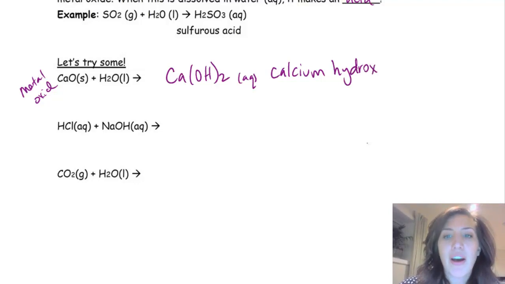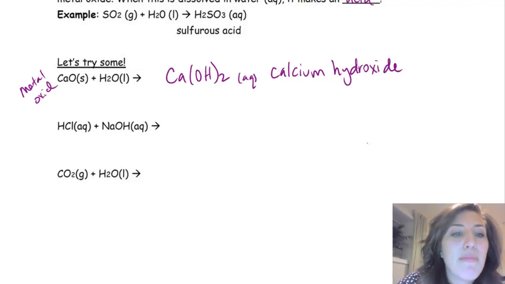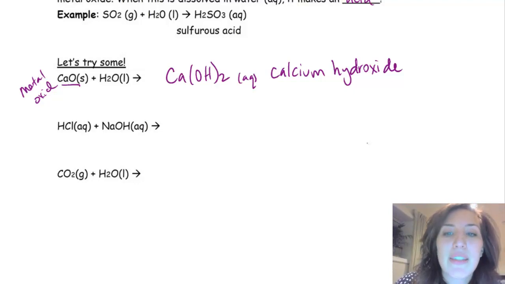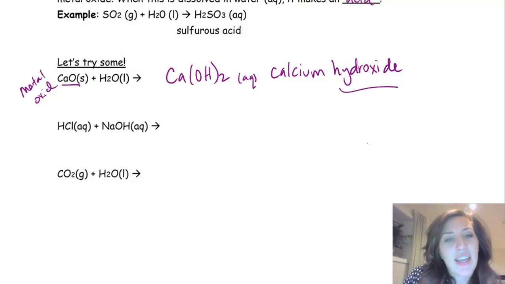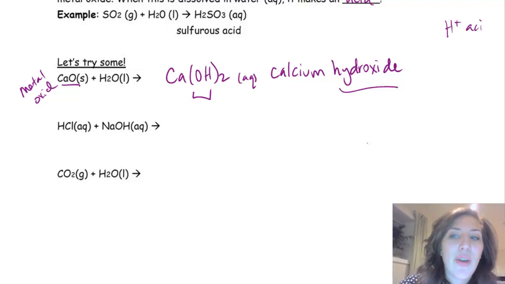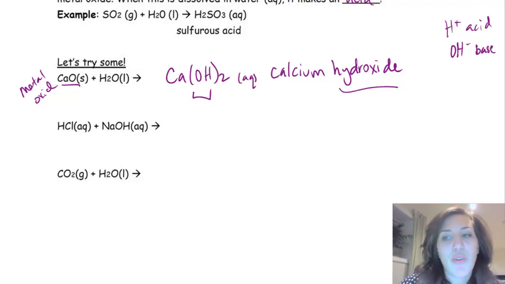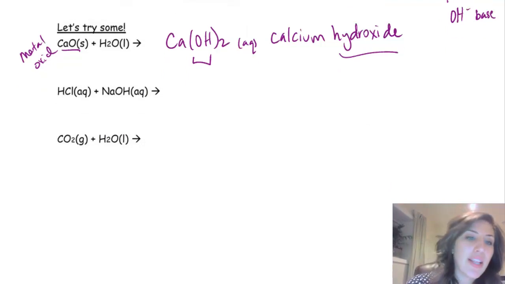And one of the tip-offs that you will see is that because this is a metal oxide, we're going to make a base. And hydroxide, that is indicating that we have a base present. Remember that the hydrogen is acid and OH hydroxide is base. So if you see hydroxide, calcium hydroxide, you know that must be a base. All right, let's see this one.